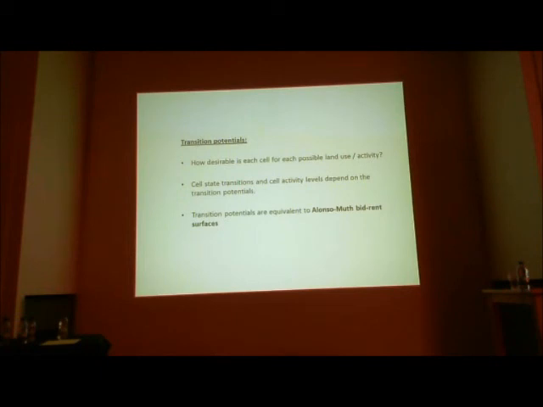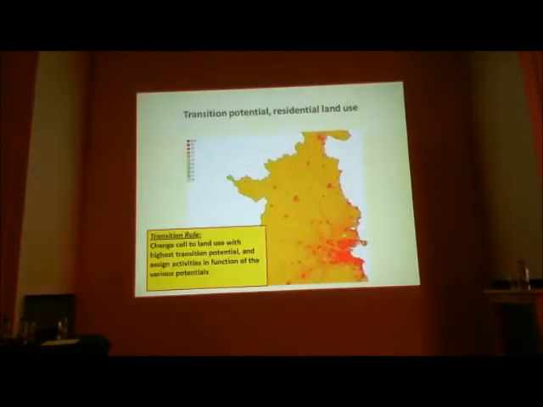And I think a number of you have referred to the Alonso-Muth framework of land use theory, land price theory. So we're now, one way or another, incorporating a number of effects that appear in the traditional theory into the CA framework. And just to give you a picture here, there's a map of the transition potentials for residential land use. And this would also affect the allocation of population here. And the transition rule, keeping things simple, is that you change cells to whatever land use they have the highest transition potential for.